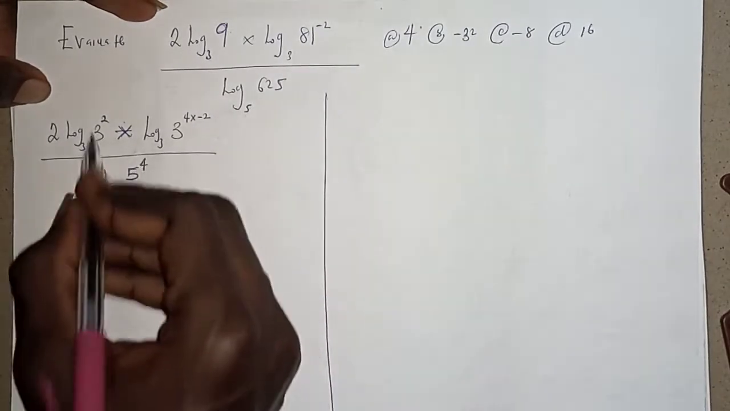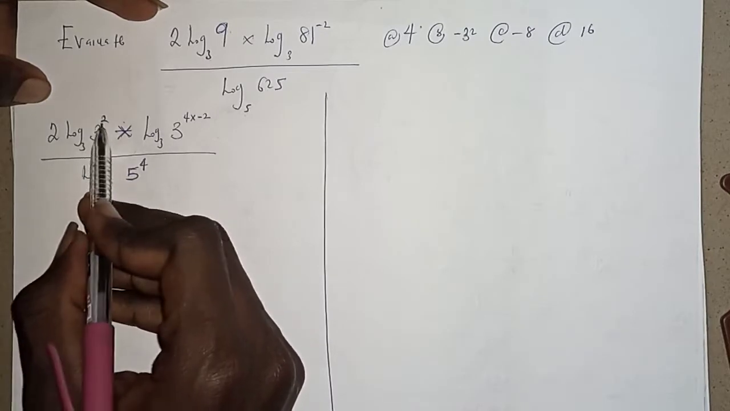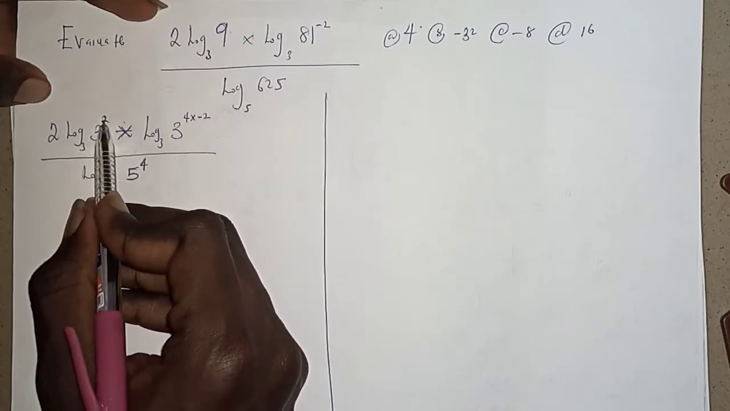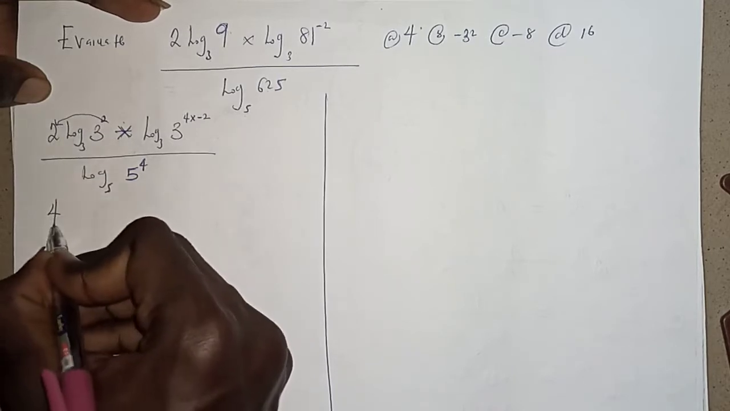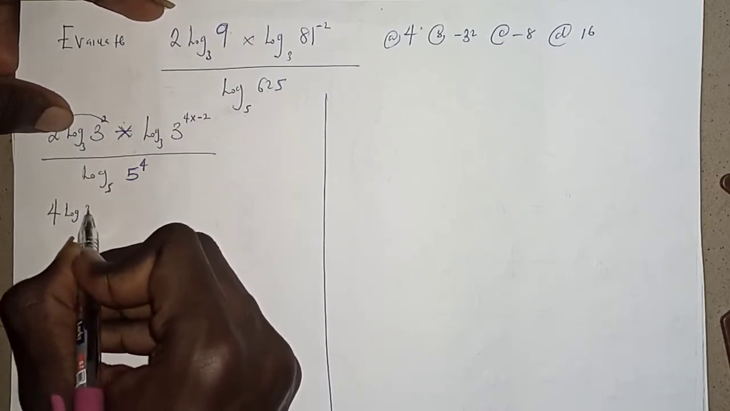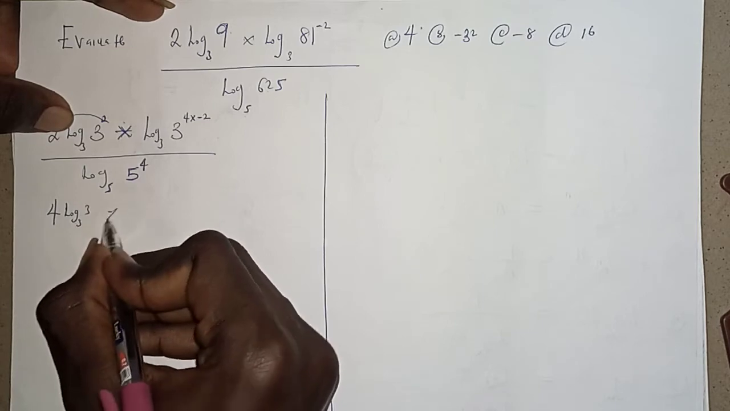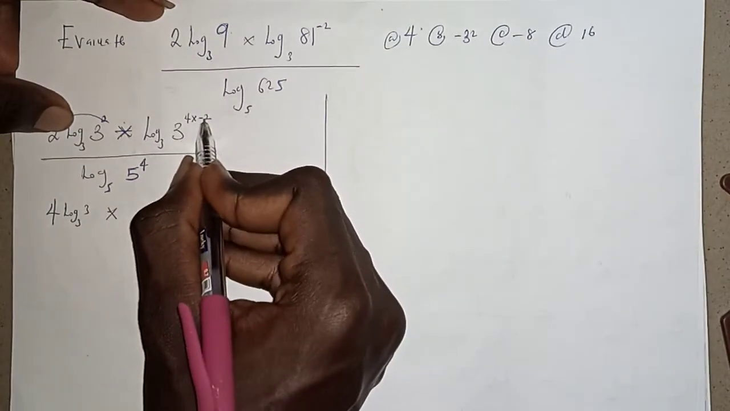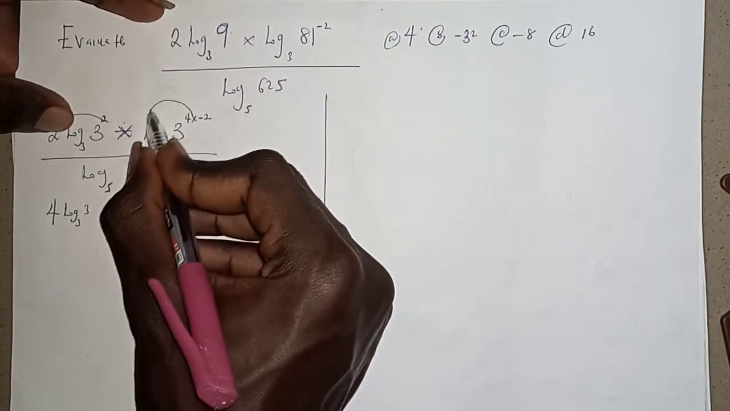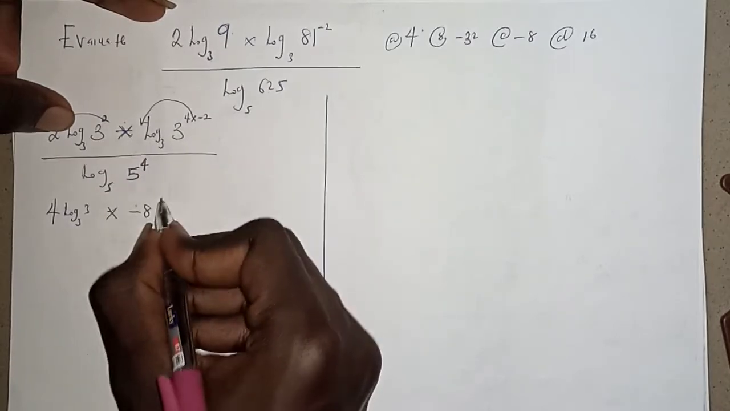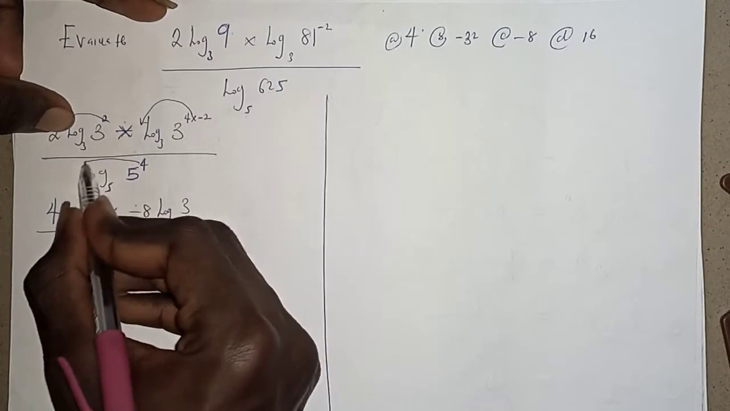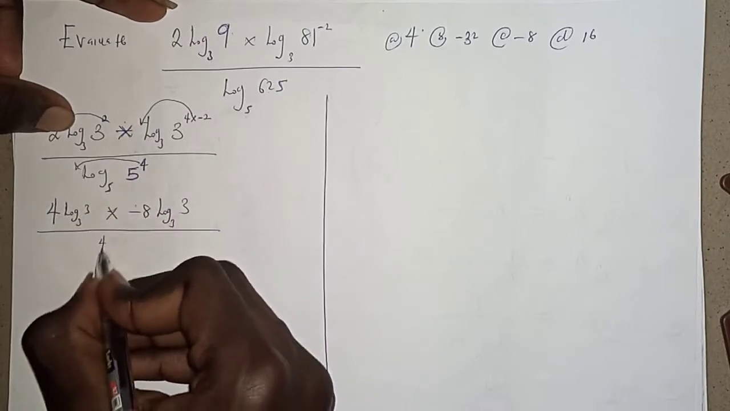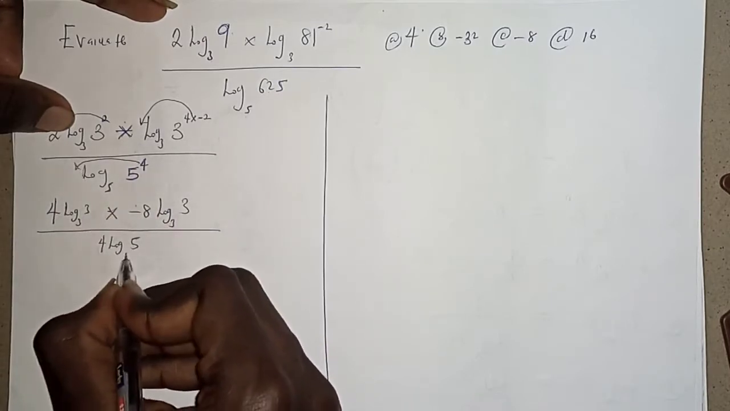Now, if I apply the power law of logarithm in this case, this 2 we have here, multiplied by this 2, gives us 4. Then what will I have left? I will have log 3 to base 3. Then times this 4 times minus 2, that is minus 8. Minus 8 will come down. Then I have minus 8 logarithm of 3 to base 3. Next, this 4 comes down, then I'm going to have 4 log 5 to base 5.